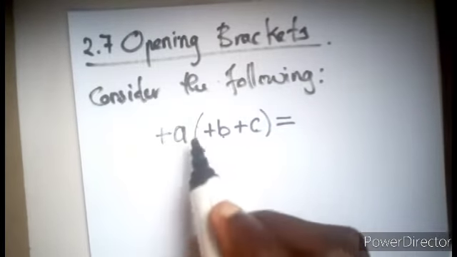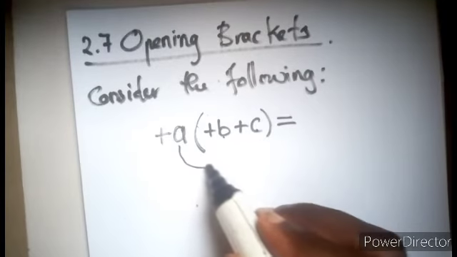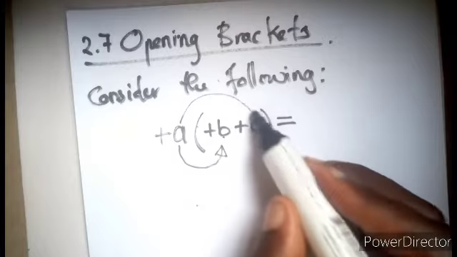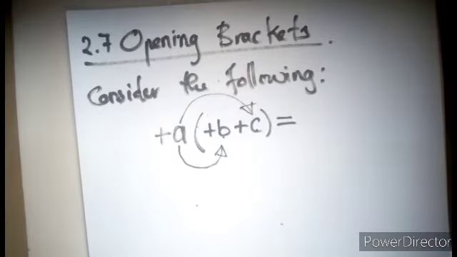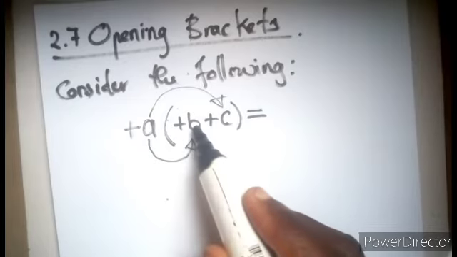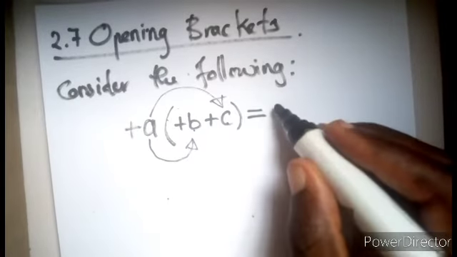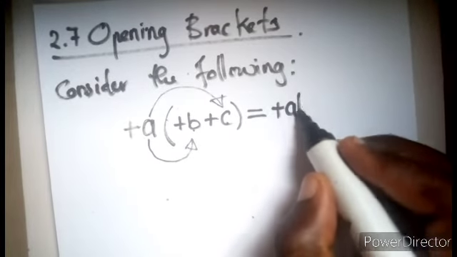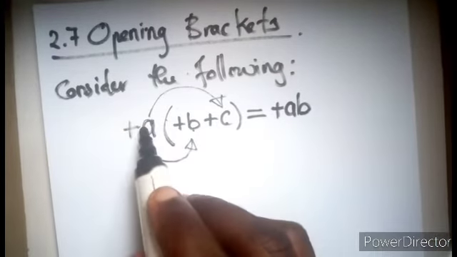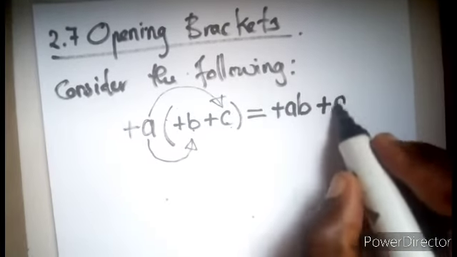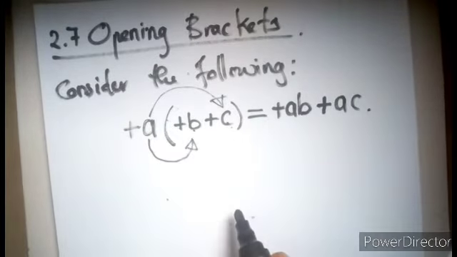So to open the bracket here, I will use a and multiply with b, and I will use a again and multiply with c. Okay. So we have plus a times plus b. That's positive a times positive b is what? Positive ab. Okay, positive a times positive c is what? Positive ac. And that is it.